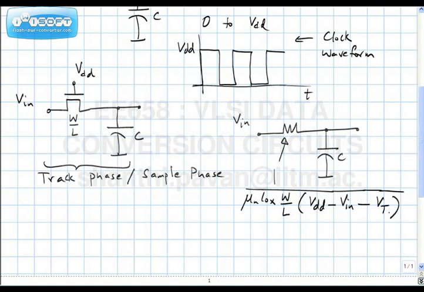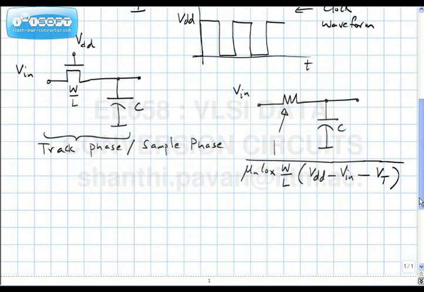Please note that Vt itself is not a constant. The Vt depends on the source body voltage of the transistor, and the body is connected to ground as we discussed yesterday. So the threshold itself also varies as a function of the input. You understand?